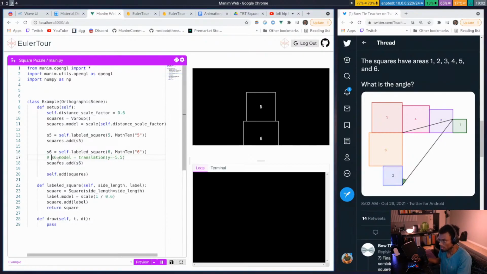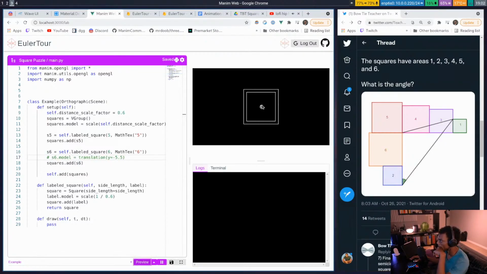Without this translation, it's located here. I want to move it from here. It's 6/2, so it's 3 above the origin. And from the origin to where I want this to be is 5/2. So this translation is -5/2 minus 6/2. Okay. So that's what I have to do.